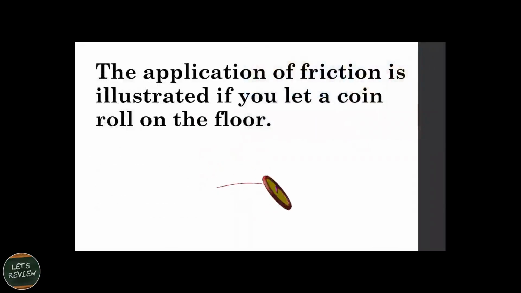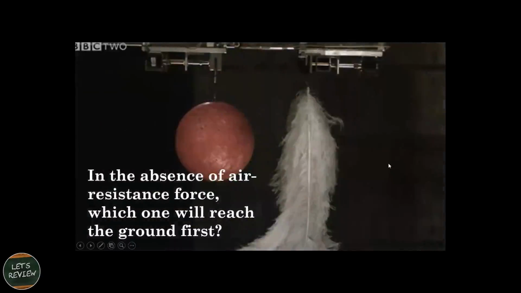The application of friction is illustrated if you let a coin roll on the floor. It will roll, but eventually it will stop. It's because of friction. Air resistance is a special type of frictional force whenever the object is traveling through air. Which one will reach the ground first? Is it this hard and heavy ball or the feather?